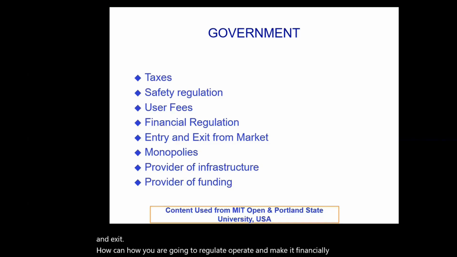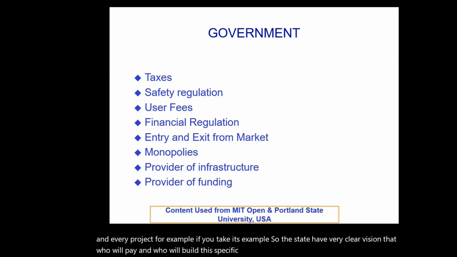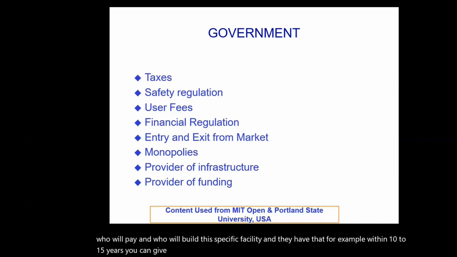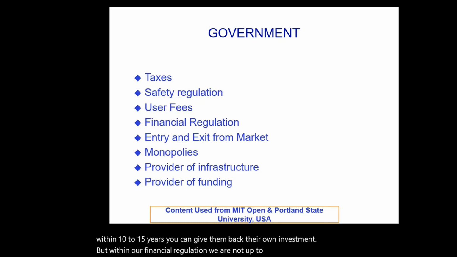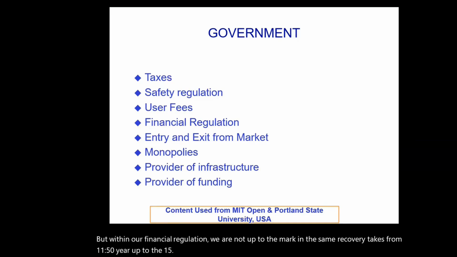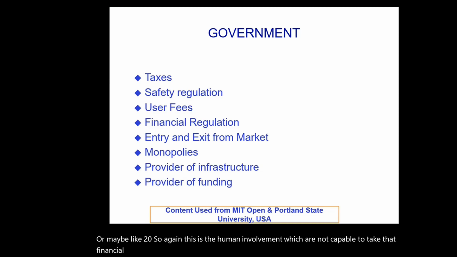How you are going to regulate, operate, and make it financially viable. For example, for each and every project, the state has a very clear vision of who will pay and who will build this specific facility. And they have an idea that, for example, within 10 to 15 years, you can give them back their own investment. But within our financial regulation, we are not up to the mark. The recovery takes from 10 to 12 years, up to 15 or maybe even 20 years. So again, this is the human involvement which is not capable of taking that financial regulation to that mark which was basically designed by the system.